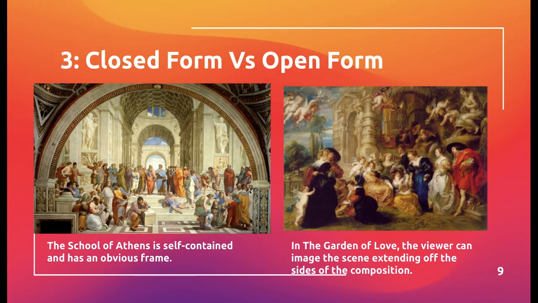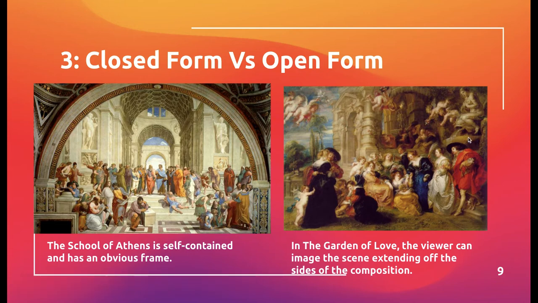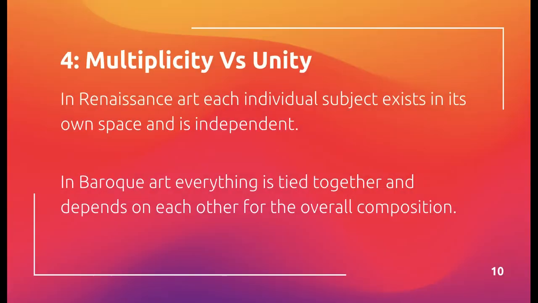Okay, so here, in the painting itself, we have the archway that defines what's happening. Everybody is in that frame. You can see them all. Whereas in the Baroque, this is the Garden of Love, you can see people coming in, coming out. I imagine that there's something else happening outside of what we can see.